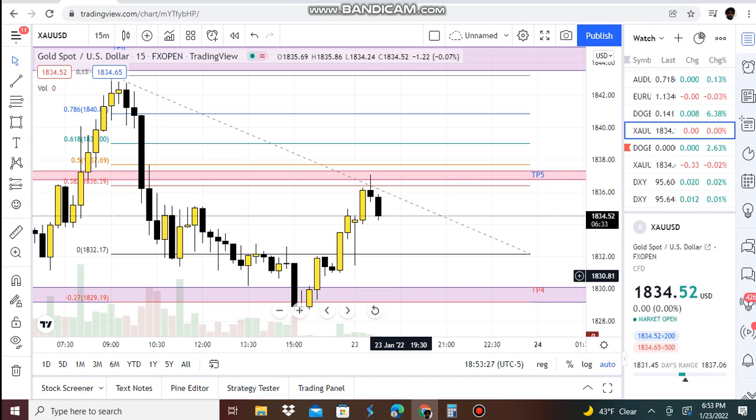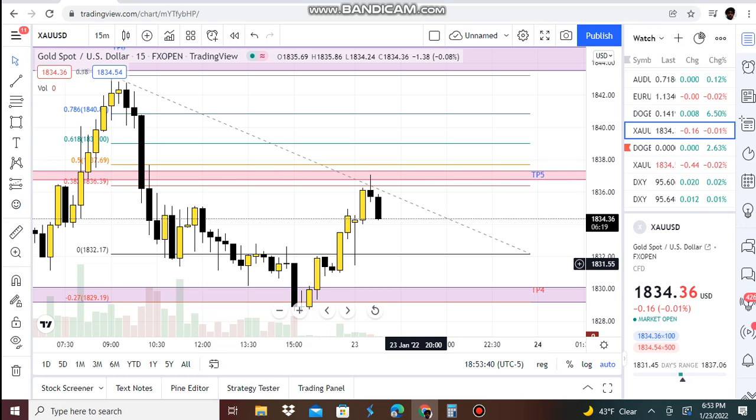It still can. And depending on your lot size, you could be up 2 or 3 grand right now. So gold might push back down to take profit 4. I'll keep y'all updated, gang. But yeah, again, it's how we trade. It goes very fast.